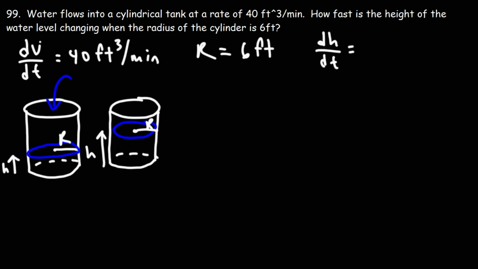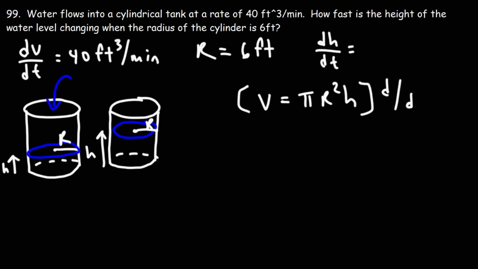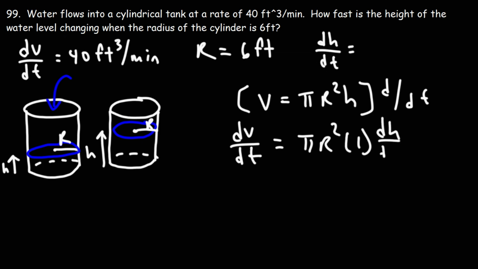Now, because we have the volume flow rate, we need to start with the volume formula of a cylinder, and that's pi r squared times h. So let's go ahead and find the derivative with respect to t. The derivative of V is 1 times dV/dt. r squared is a constant, so we can just rewrite pi r squared. The derivative of h is 1 times dh/dt.